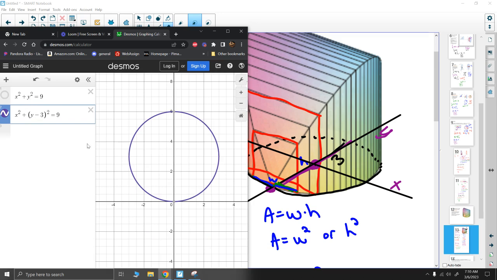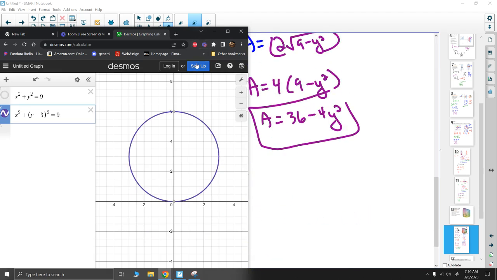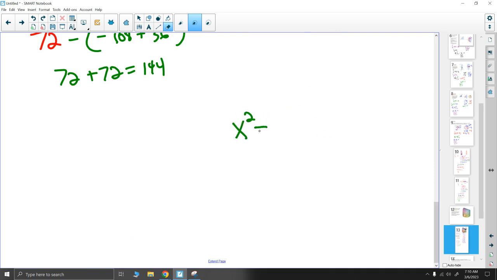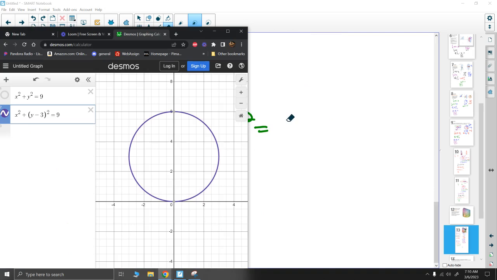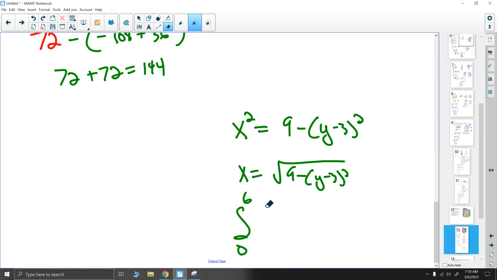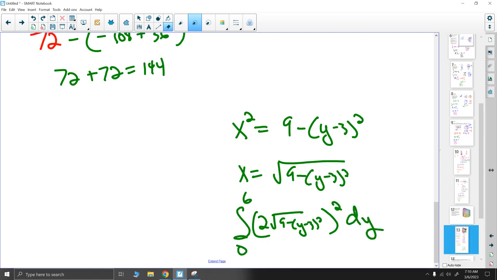Solving for x here, just a real quick thing: if we solve for x, x squared is 9 minus y minus 3 squared. So that means x is the square root of 9 minus y minus 3 squared. This could have been our x, and then we would have squared it. So we could have taken the integral from 0 to 6 of 2 times the square root of 9 minus y minus 3 squared, if we had wanted, dy. This would have been fine too. It would get you the same value.